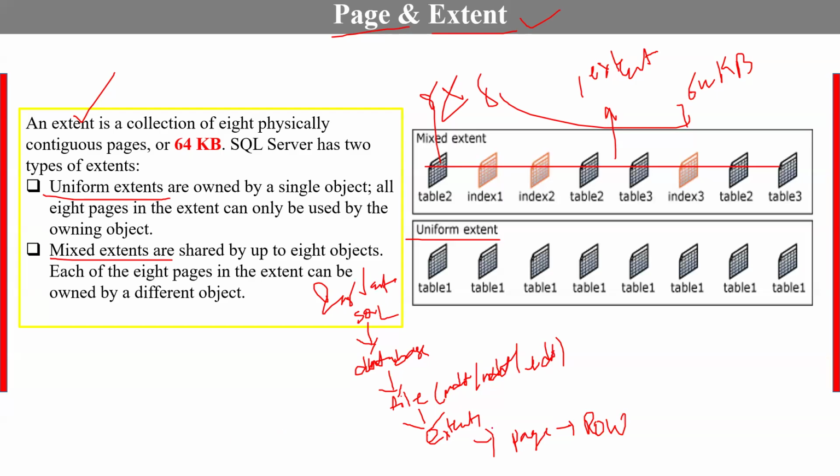How is your data storing, how is your record storing in the pages? Where are the pages? In extents. Where are those extents? In data files. Where are the data files? In the database. Where is your database? In the SQL instance. Low level to high level to low level. Everyone understood?